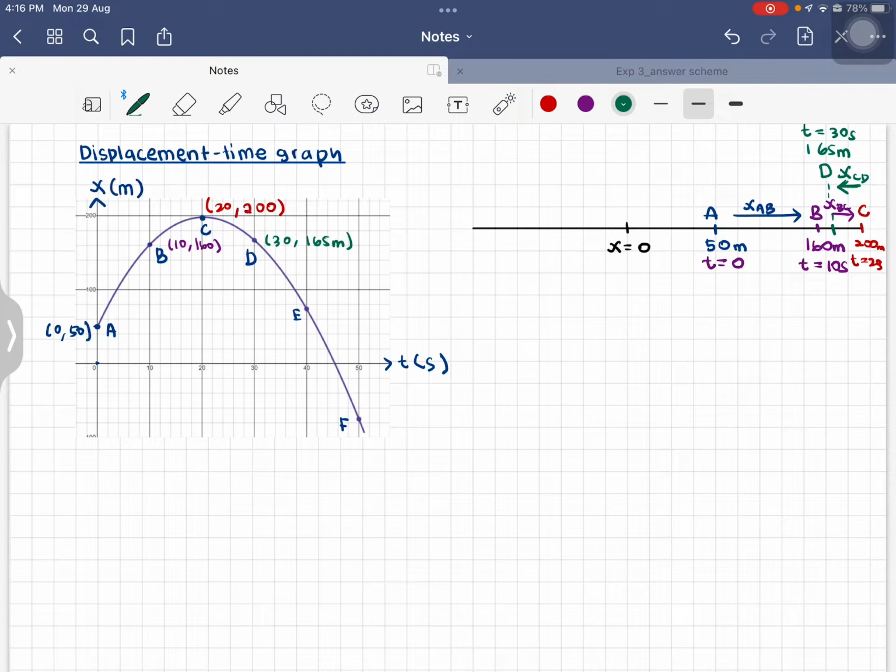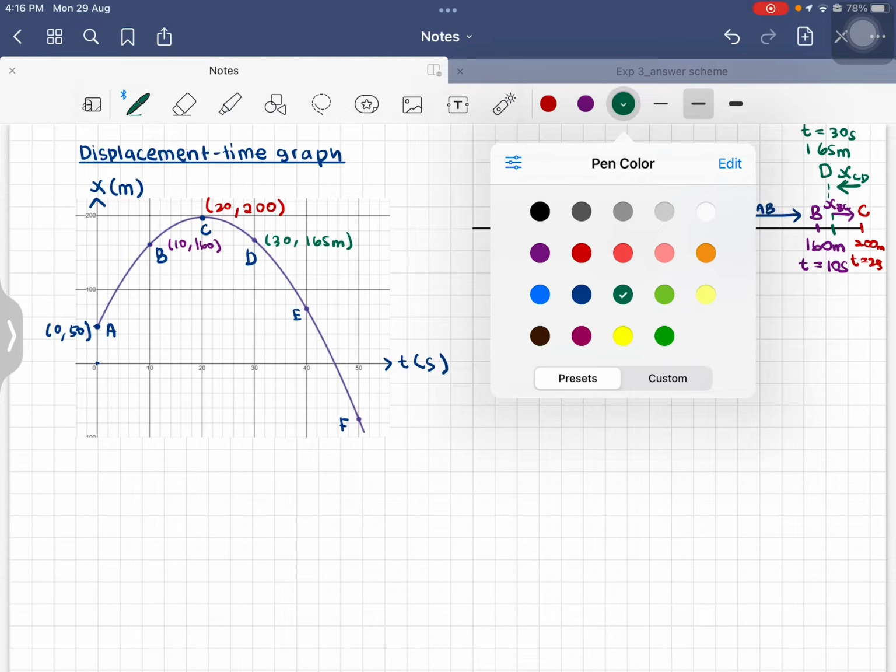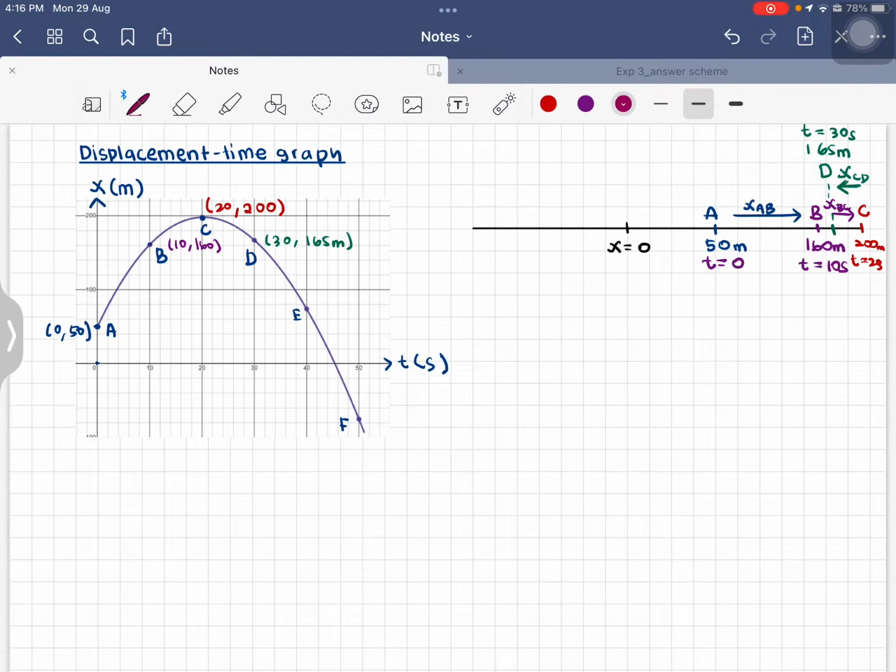And remember that your displacement is a vector. Now, let's put the point E. Your point E is at 74 meter from the origin and 40 second. It is somewhere here. This is your point E. It is 74 meter from the origin, and time taken is 40 second. This is point E. So from D to E is also to the left.